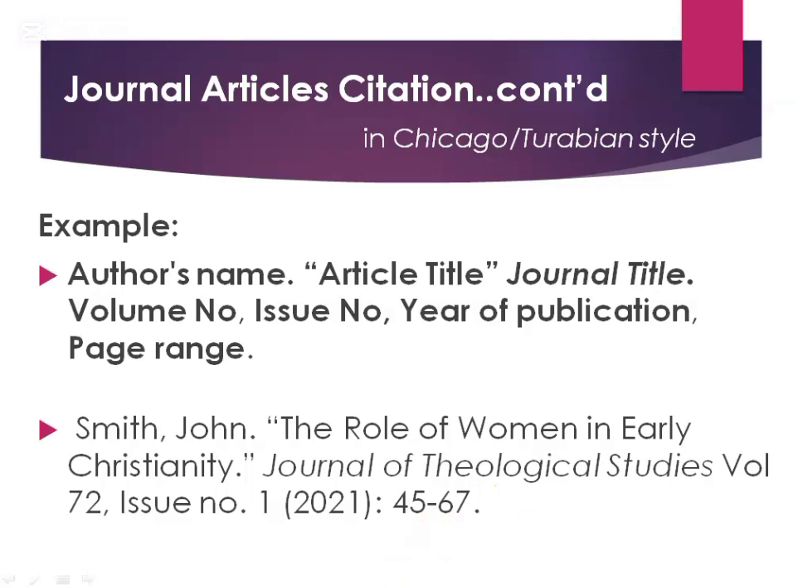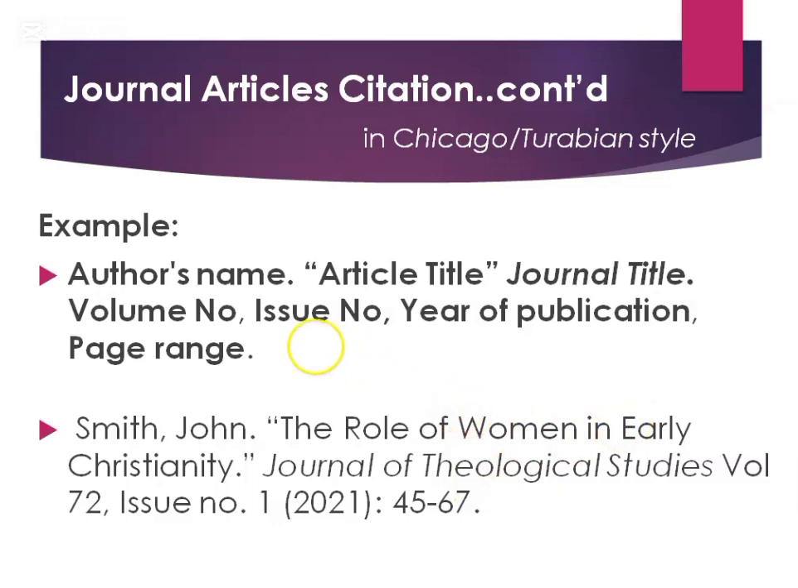Let's look at the examples of journal articles. As we have here, I have a journal article written by Smith, John, titled The Role of Women in Early Christianity. And this article belongs to the Journal of Theological Studies, with the volume number 72, issue number 1, and the year of publication 2021. Then the page range here is 45 to 67. If you carefully study, you'll notice that there is no place of publication here. We only have the year of publication and the page range.